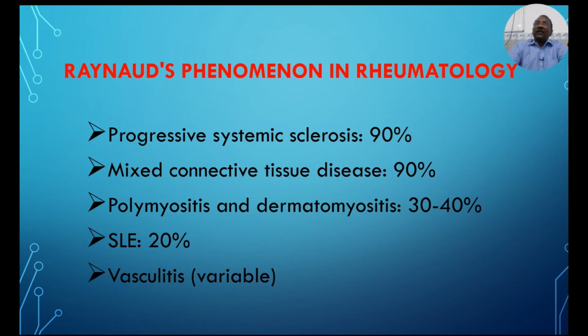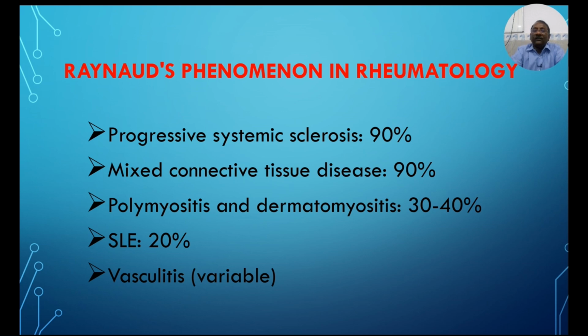Mixed connective tissue disorder, your RNP will be positive in the ANA profile. So RNP will usually be positive in mixed connective tissue disorders. And polymyositis and dermatomyositis, 30 to 40% present with Raynaud's phenomenon. So you have tenderness over the diffuse muscles, that is dermatomyositis. Again you have the markers to diagnose this. Sometimes you need a biopsy of the muscles, etc. We send it for the proper diagnosis of polymyositis and dermatomyositis.